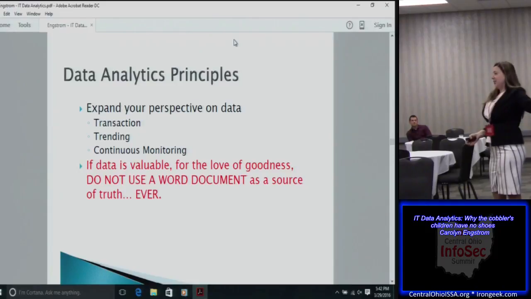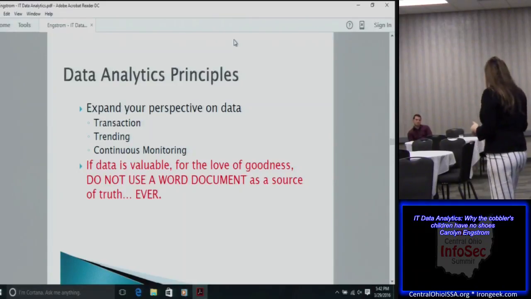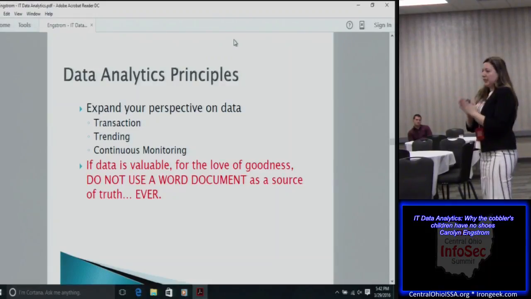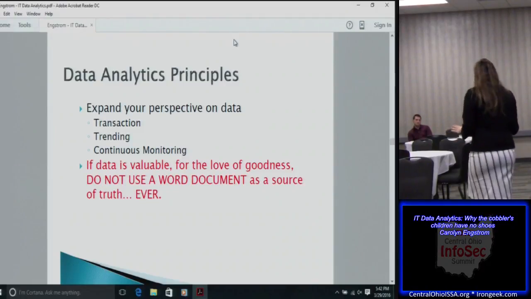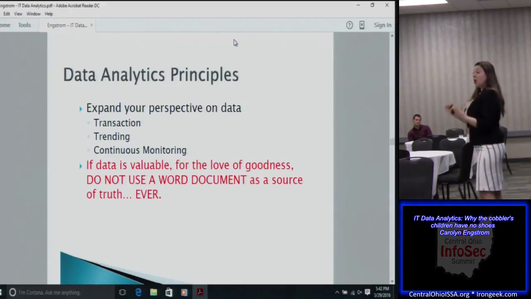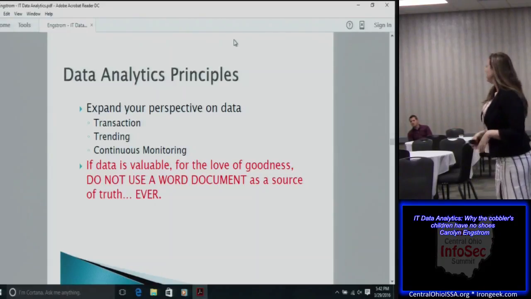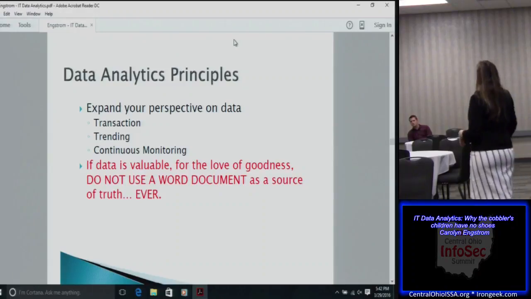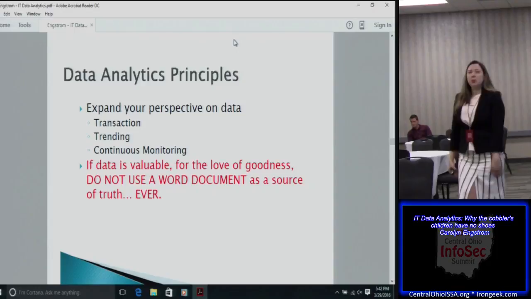If data is valuable enough for you to spend the time to collect it, for the love of God and all that is holy in heaven, do not use a Word document to gather this information. And auditors are the worst offenders of this. We spend all this time getting really good data about things, and we throw them in Word documents, and that knowledge is lost to the company. It's going to languish in the network drive somewhere out there.